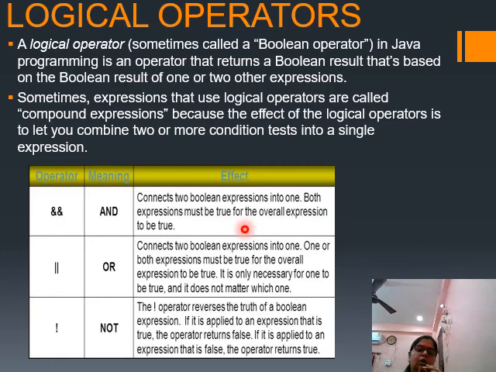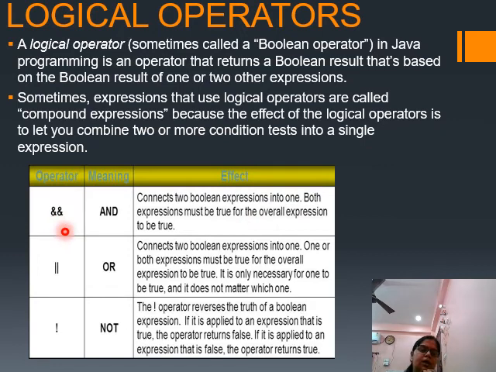Now there are logical operators. A logical operator is sometimes called a Boolean operator, because it results in true or false. It has only two values. In Java programming, these are operators that return a Boolean result based on the Boolean result of one or two expressions. Logical operators are sometimes called compound expressions also, because the effect of the logical operators is to let you combine two or more condition tests into a single expression.